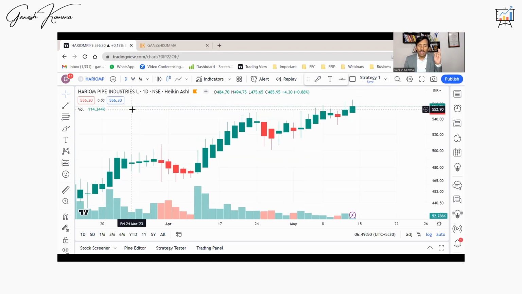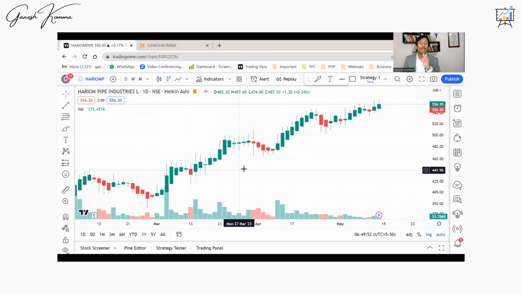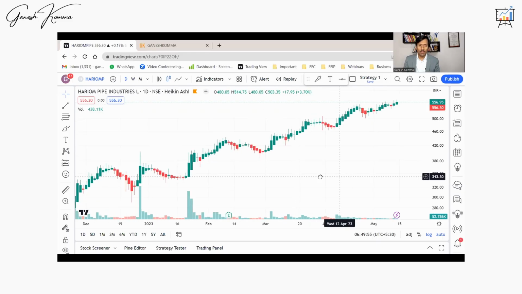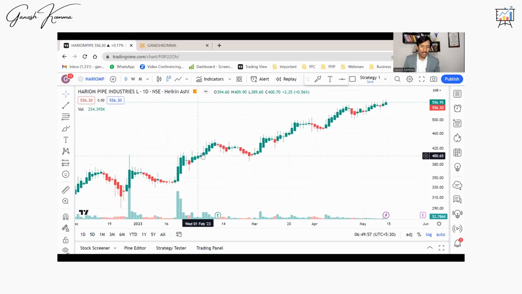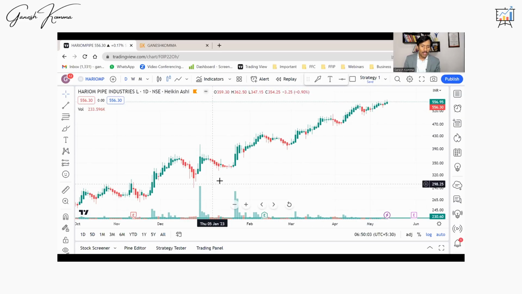And as you see in Hariom pipes, this is in an uptrend, because for a very good amount of period, it is completely green, again completely green. Right now also it is green. Yes, this is a completely uptrend kind of chart.